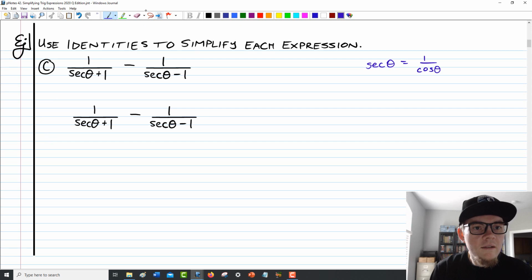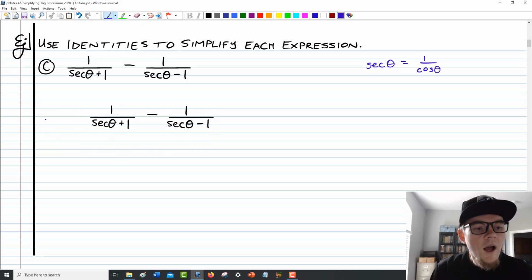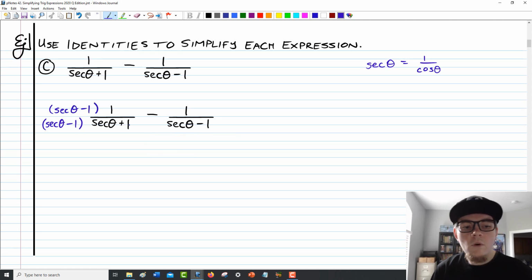So over on the left side, actually let me give myself a little bit more space. I just want to make sure I can write this nicely. On the left side, I'm going to multiply up and down by secant of theta minus 1, the denominator that I see over on the right side. So if I multiply up and down by secant of theta minus 1, of course, we'll be able to change the expression on the left side.